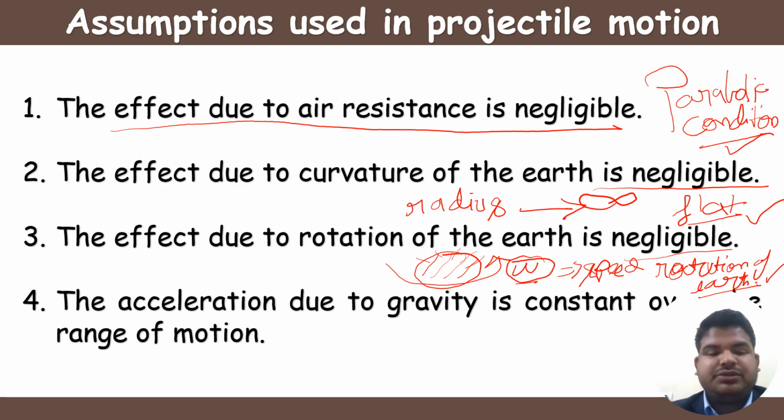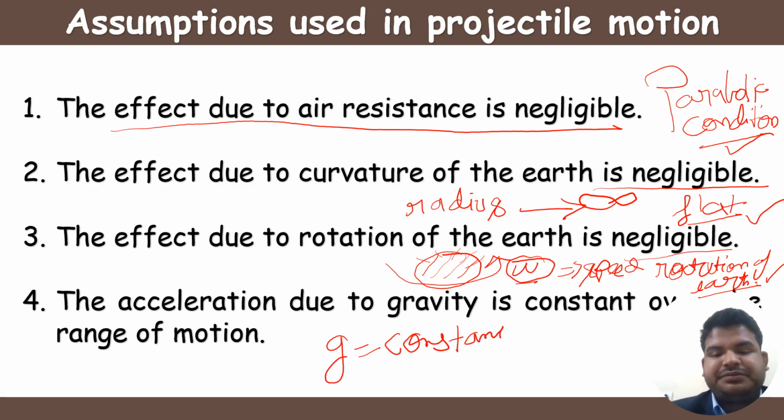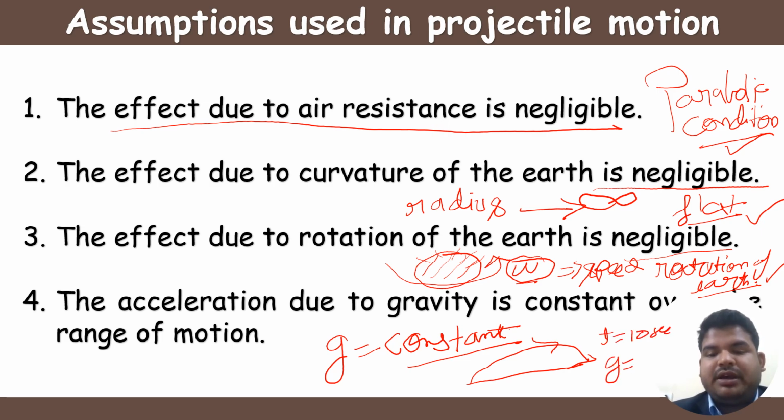The acceleration due to gravity over the range of motion means gravity should not vary. g should be constant for a parabolic path. You are getting my point, over the period of its motion. Suppose this motion takes 10 seconds, then g should be constant, not vary, for those 10 seconds. After that it can vary or whatever, but during the duration of motion it should be constant. Let us move forward.